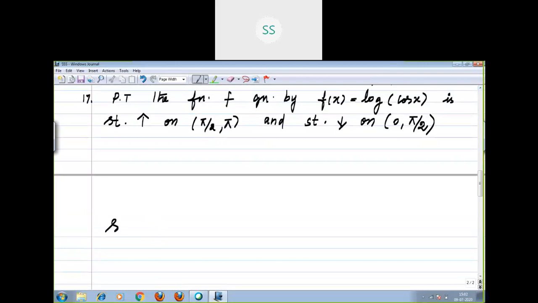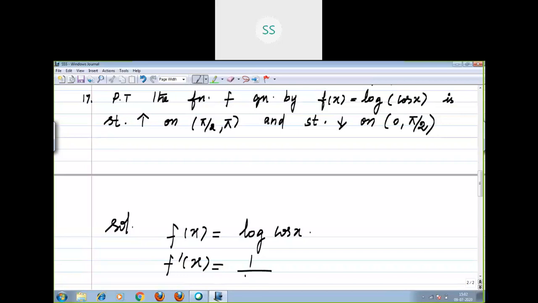What is your f of x? f of x equal to log of cos x. What is the derivative? Recall the same thing that I did in the previous question, the same. 1 by cos x. When you differentiate cos x, minus sin x, right? The derivative of cos x is equal to minus sin x.